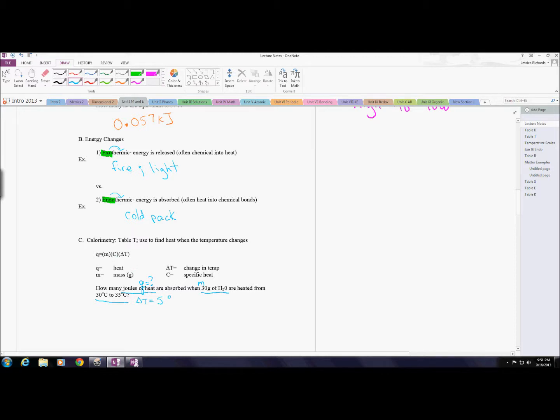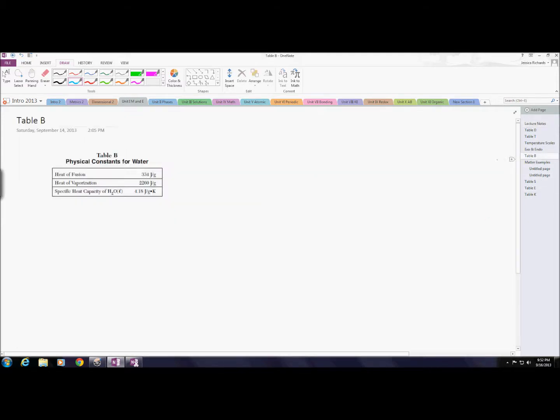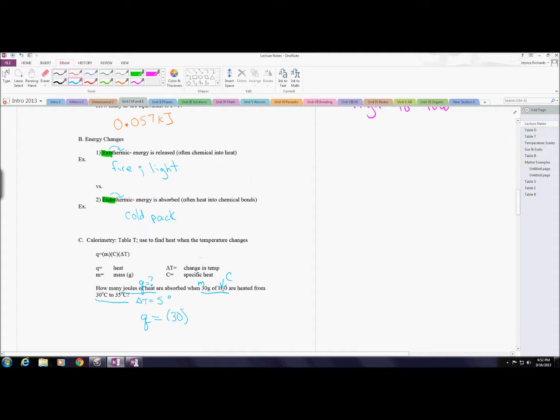And when I look at my equation, I have Q equals MC delta T. They want to know the Q, that's going to be my X. I have the mass, that's 30. C. C is specific heat. Specific heat is a constant, and what we need to know for C here is that it's water. So where do we go to find it? Oh, I remember, specific heat is on reference table B. So here it is, 4.18. I can go back and fill that in. 4.18. And my change in temperature is 5.